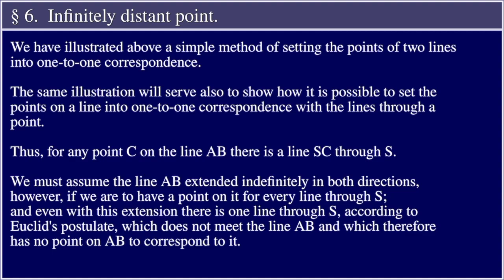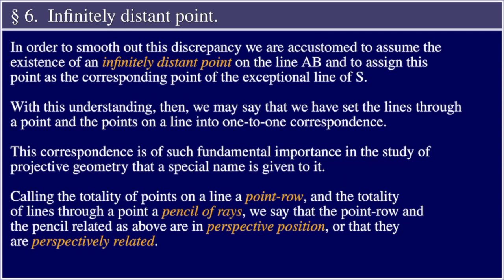And even with this extension, there is one line through S, according to Euclid's postulate, which does not meet the line AB, and which, therefore, has no point on AB to correspond to it. In order to smooth out this discrepancy, we are accustomed to assume the existence of an infinitely distant point on the line AB and to assign this point as the corresponding point of the exceptional line of S. With this understanding, then, we may say that we have set the lines through a point and the points on a line into one-to-one correspondence.